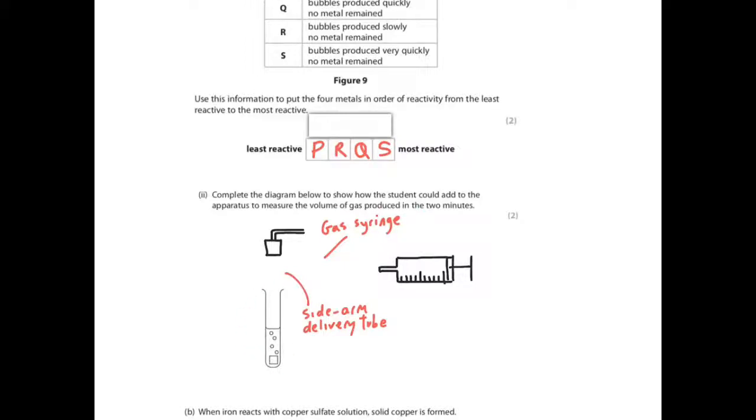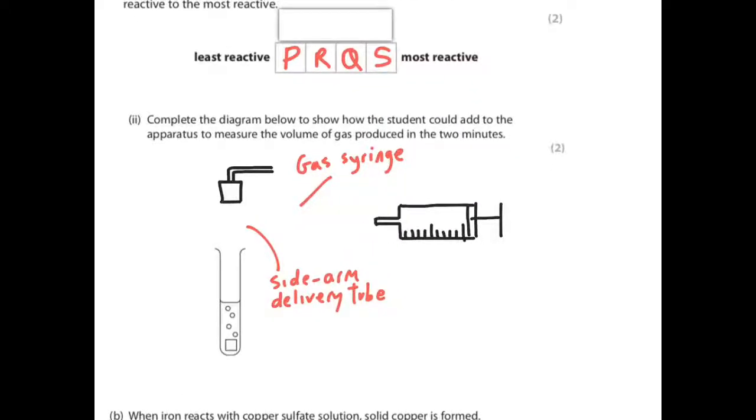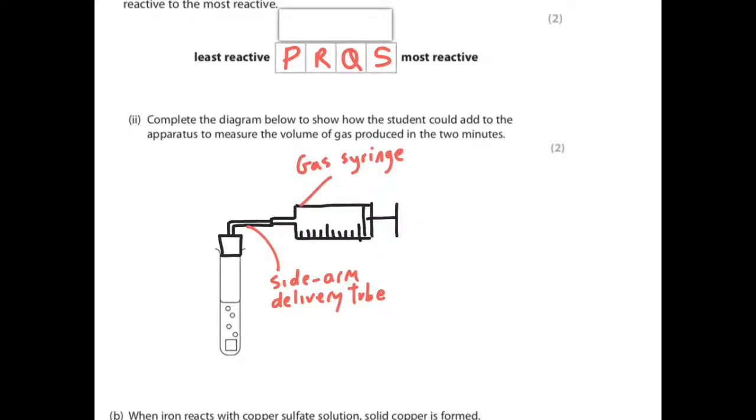If you want to measure the volume of gas, you could use the complex upside down inverted measuring cylinder, but a simpler one to draw is you put a sidearm delivery tube with a rubber bung there, and then you put your gas syringe here. As gas is produced, it moves the plunger back and you can record how much gas is produced, or the volume of gas, every, let's say, 10 seconds, or every minute, depending on the interval you want to go for.